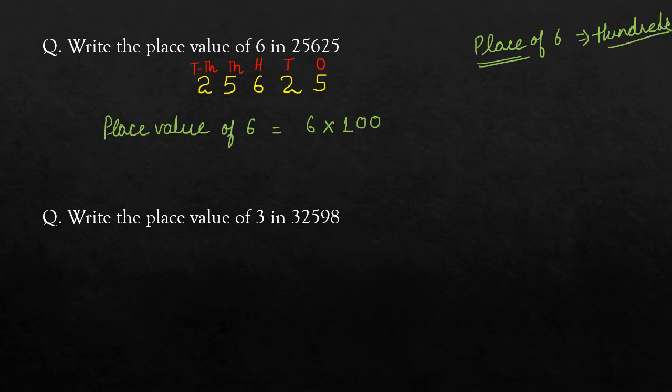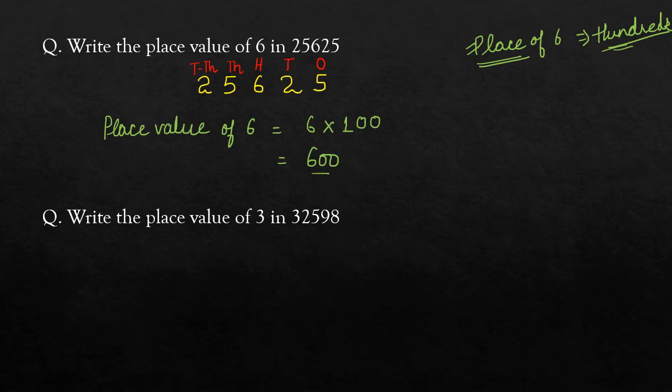But if place value is asked, you have to find out place value of 6. Then you have to multiply 6 by 100. So it will be 600. There is a difference in place and place value. Place of 6 is hundreds here, it is at hundreds place, but place value of 6 is 600.